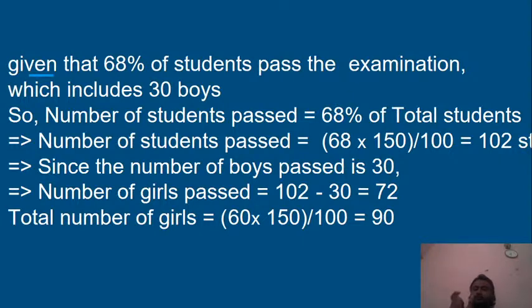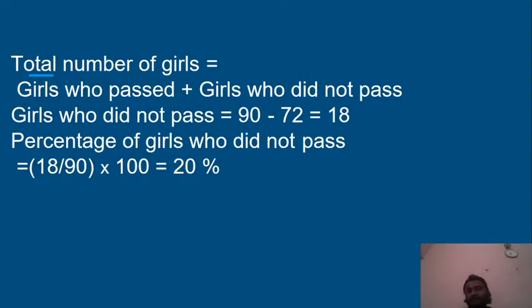102 is the total number of people who have passed, and out of 102, 30 are boys. So 72 are girls. The total number of girls in the class is 60%, so 60% of 150 means there are 90 girls, and out of 90 girls, 72 have passed. So that means 18 have not passed, and the percentage of girls who did not pass is 18 by 90, that is 20%.